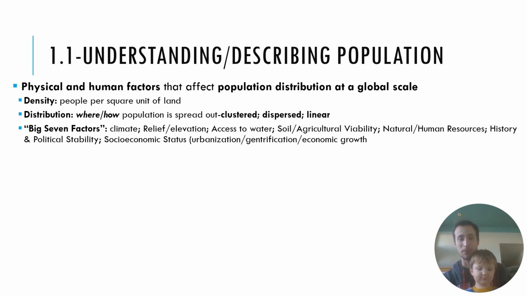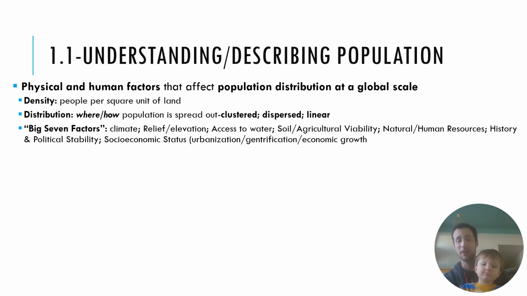Then we've got distribution, which is where and how population is spread. Usually we talk about three types, Finian. We talk about being clustered, which means like section in one area or along a geographic feature. Dispersed, which means kind of all over the place. And then linear usually means following a specific geographic feature like a river or the coast.